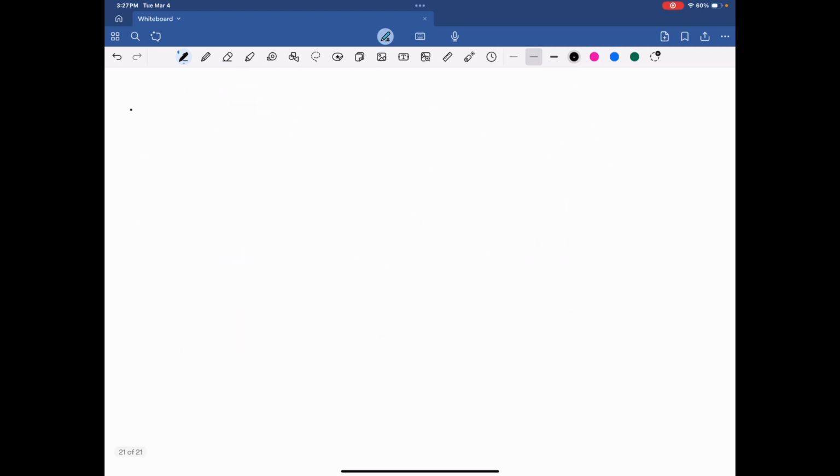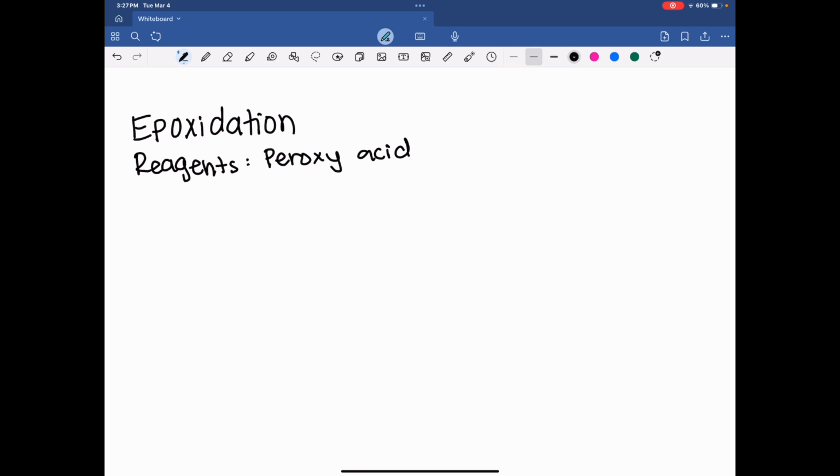Okay, let's do epoxidation. On your chart that is on page 25 of the lecture notes, it has epoxidation and anti-dihydroxylation grouped together. For this one, I'm going to treat them as separate reactions, but you can put them together. So for this one, our reagents are going to be peroxy acids. And the most common one that you're going to see is MCPBA.